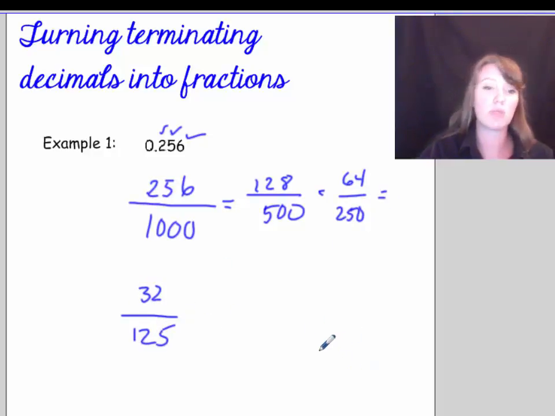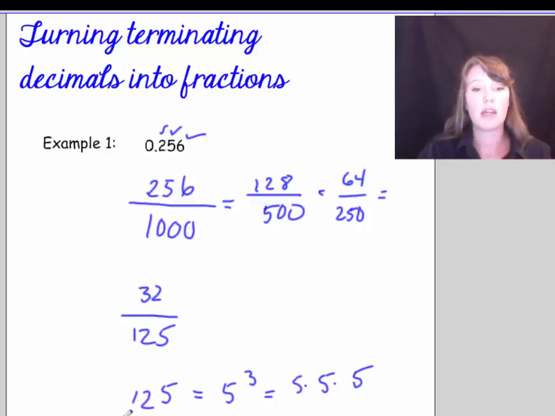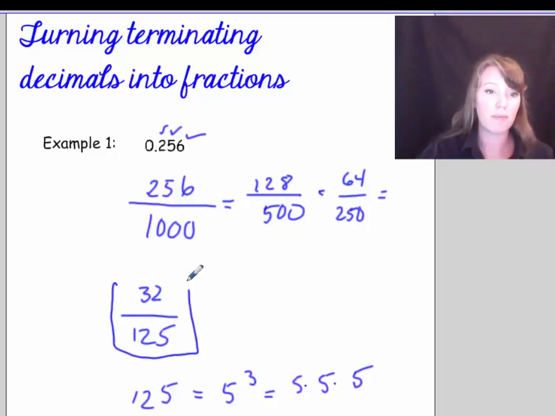Now I know this is reduced because 125 is a perfect cube. So this is 5 cubed, meaning it only has 5 in its prime factorization. Now 5 is not a factor of 32. Therefore, the only factors of 125 are not common with 32, so it's already reduced. Right? So I've changed this terminating decimal into a fraction.